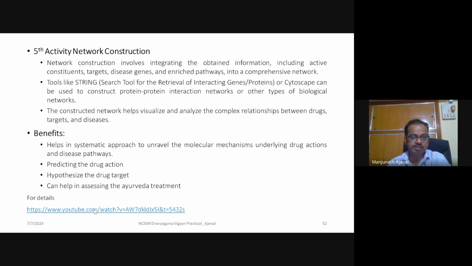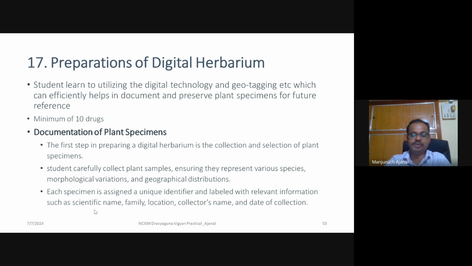The benefit of this particular practical is that it helps as a systematic approach to unravel the molecular mechanism underlying drug action and disease pathway, predicting the drug action and hypothesizing the drug target, and it helps in assessing our Ayurvedic treatment. So this is what network pharmacology is.